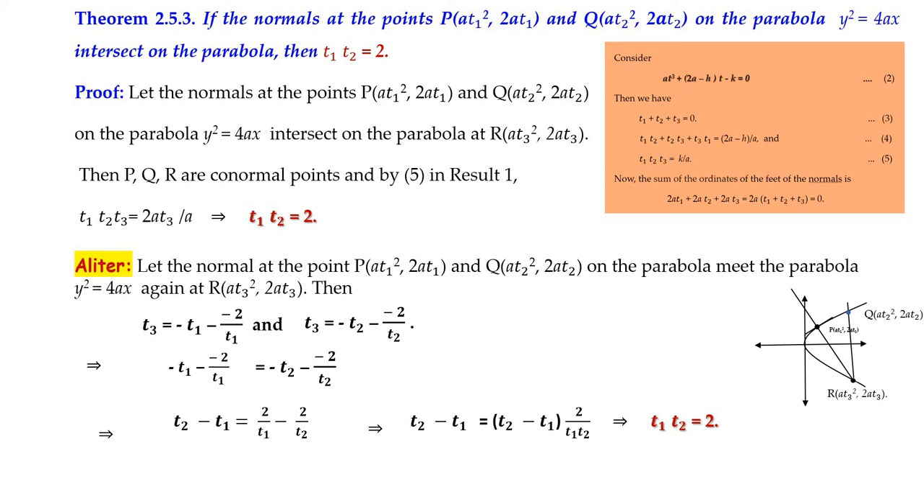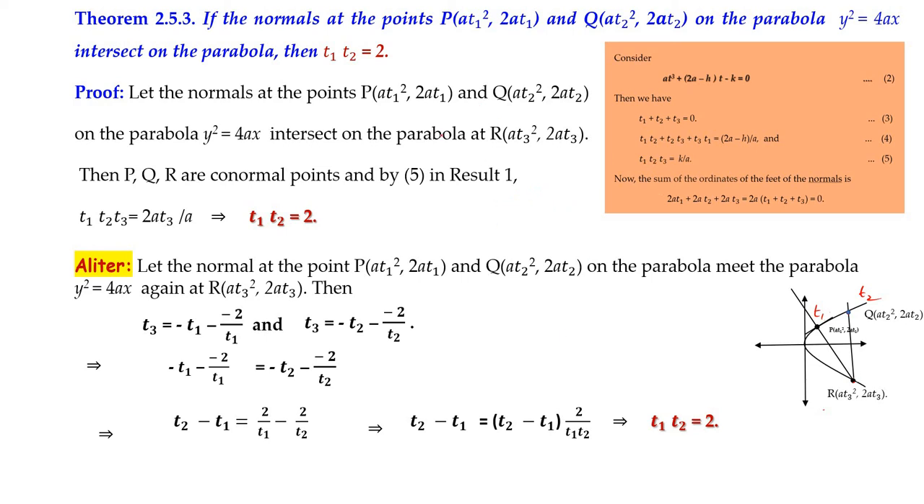Now the next one is, if the normal at the 2 points, see we have one point to be t1 and another point t2. In the previous case, the normal at t1 met the curve again at another point. So we had the relation between these two. But here, the normal at t1 and the normal at t2 both meet the curve again at another point R. If that is the case, you have to show that the product of these two, that is t1 and t2, is 2. So there are two methods.